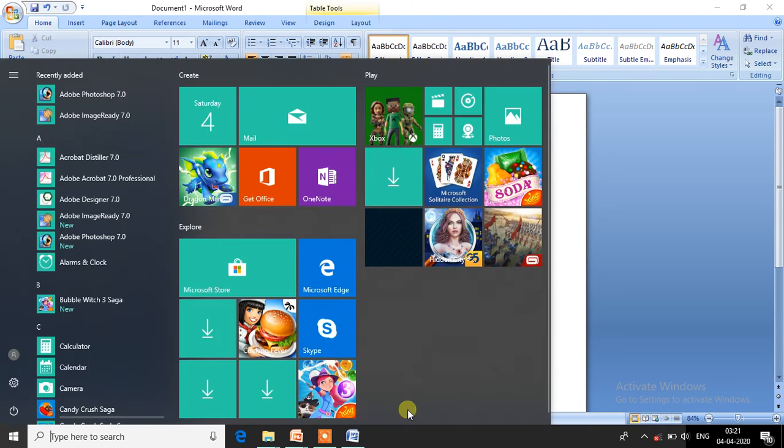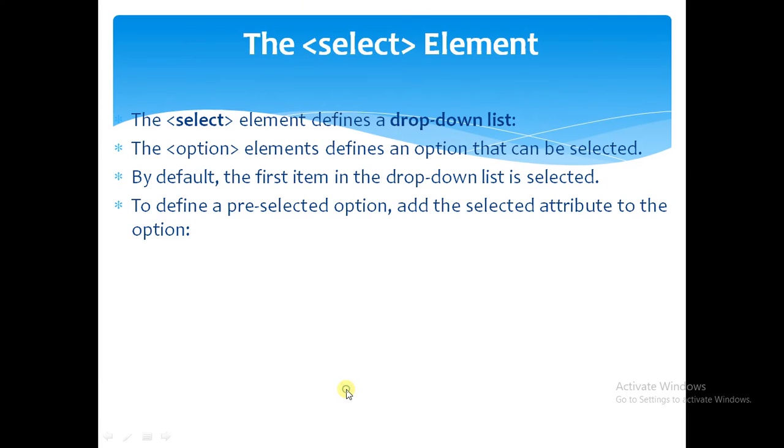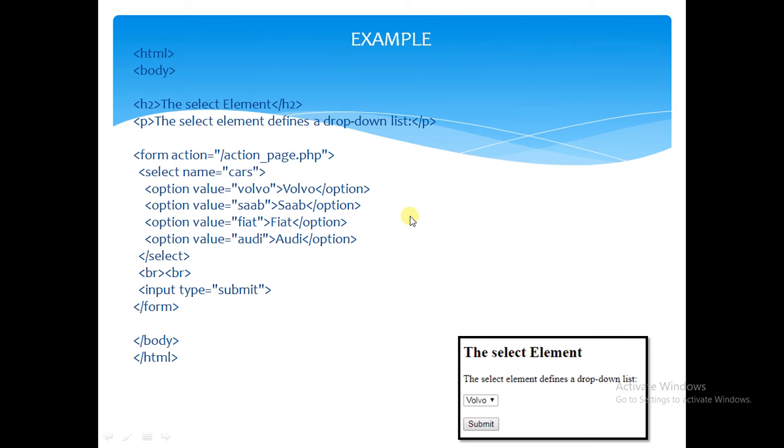So let's redefine what a select item or combo list is. First, the option element defines an option that can be selected. By default, the first item in the drop-down list is selected. To define a pre-selected option, add the selected attribute to the option. First, we need to understand the basic example of the select element.